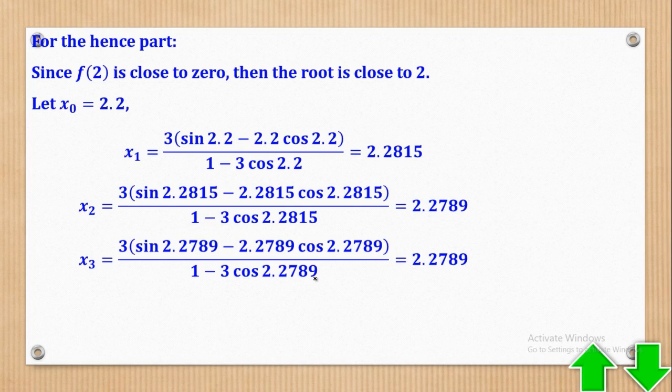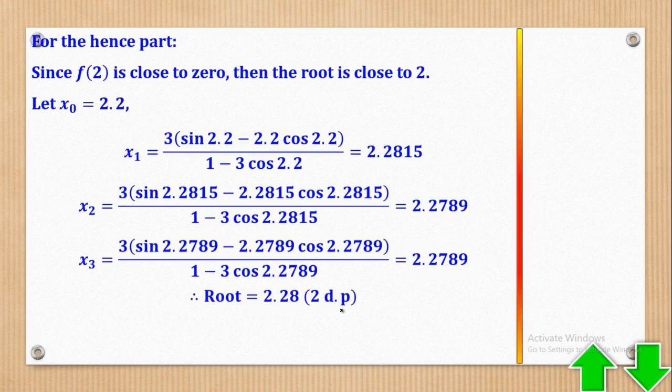Now, when I reach the end, I remember the accuracy required in the question. So in the question, they wanted an accuracy of 2 decimal places. So I'll come here, this last value, and round it off to 2 decimal places. So when I do that, I'll be able to come up with my root as 2.28 to 2 decimal places. So basically, that's what they wanted.